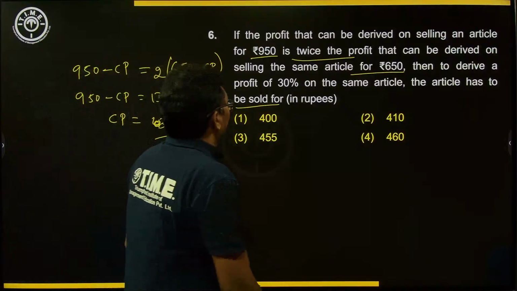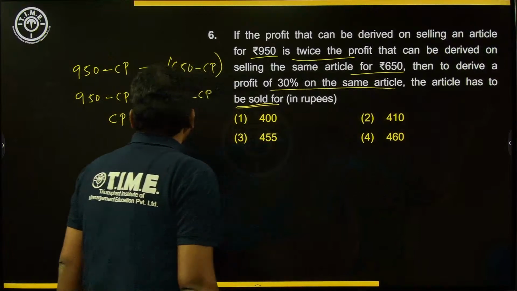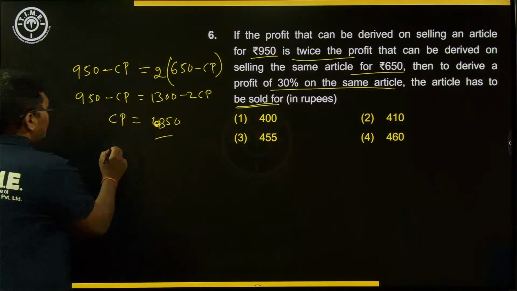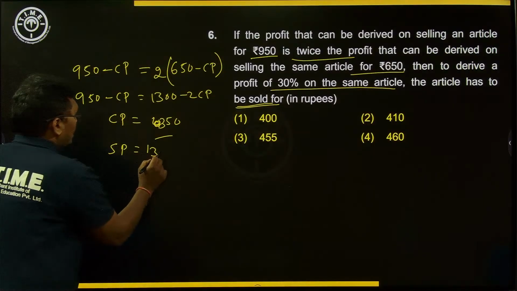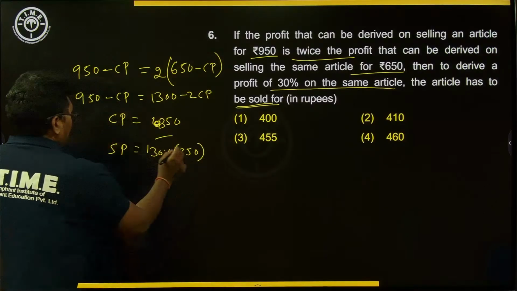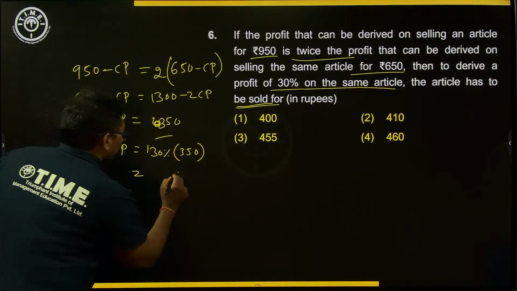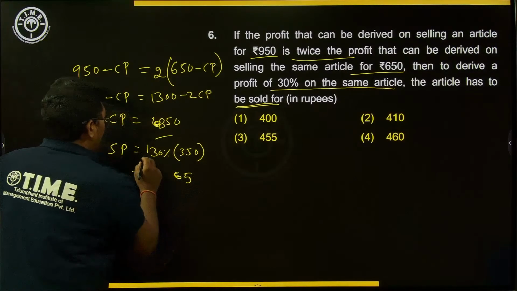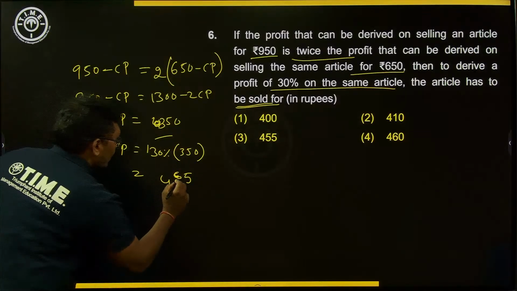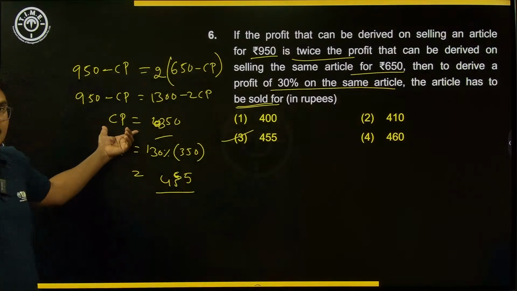So what is given? To derive a profit of 30% on the same article, you have to find the selling price of the article. So you know the cost price. So selling price is equal to 130% of CP. CP is 350, right? So 13 into 0, 0 get cancelled. 13 into 5 is 65 and 3, 13 into 3 is 39 and 6 is 45. Okay, choice 3, right?